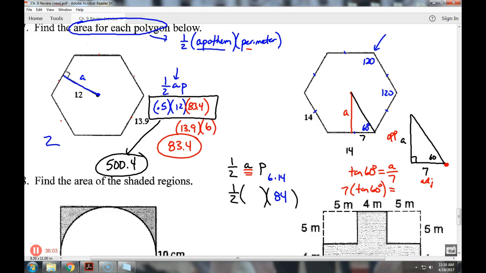Boom. Let me just check my mode. I'm using a graphing calculator and I'm in radian mode, so I need to change that to degree. So 7 tan 60, 12.12. So now I come back, I put that 12.12 in, and I should be able to get the final answer. 0.5 times 12.12 times 84.